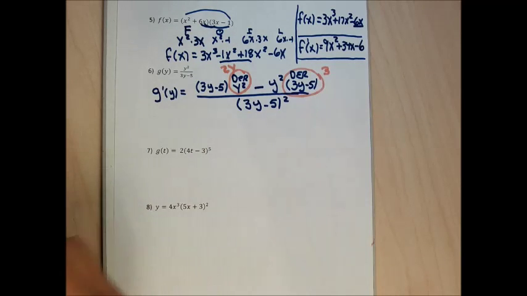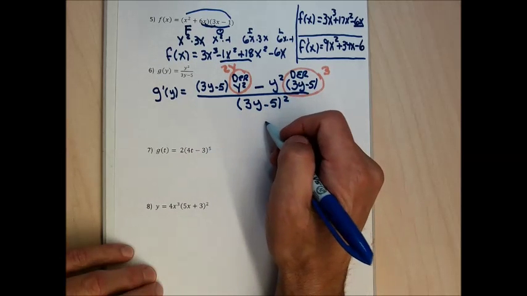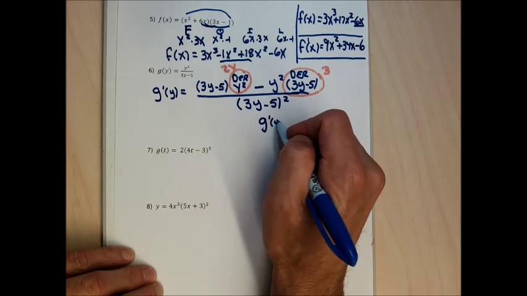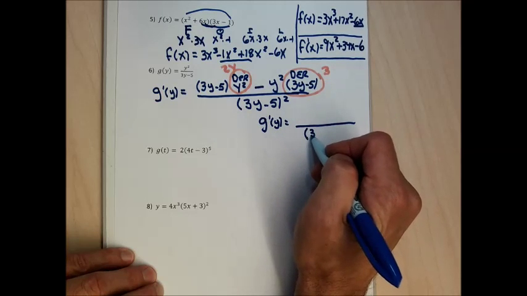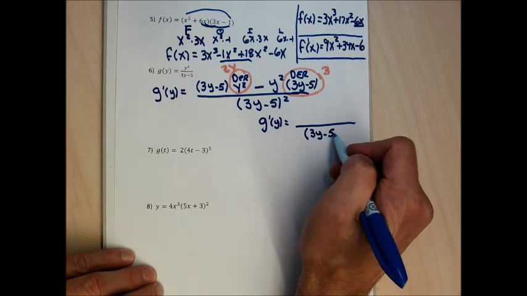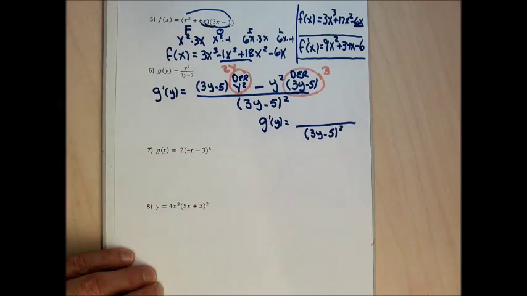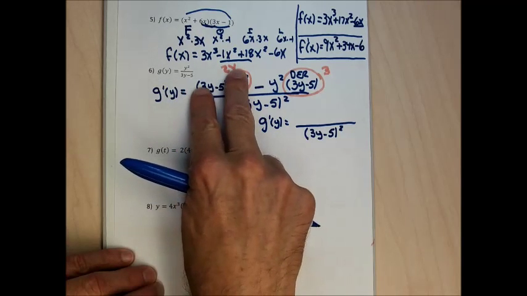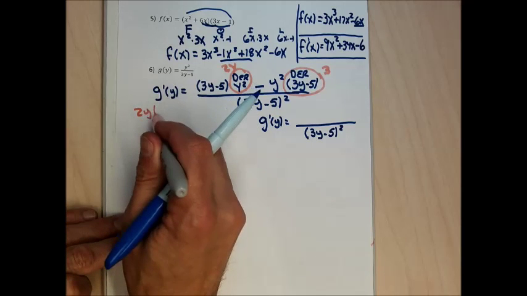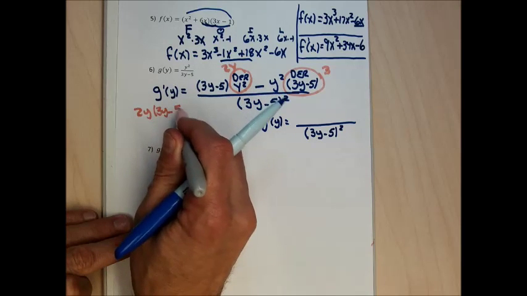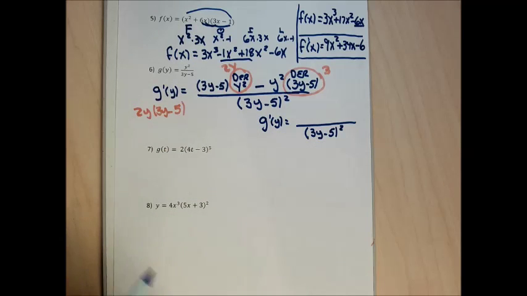Let me write this down now. So I'm going to write g prime of y equals, and I'm going to leave the denominator alone. I'm not going to do anything fancy with the denominator the whole way through. It's just going to stay in my answer. For this piece right here, this piece is going to be 2y times 3y minus 5. And I'm going to go ahead and do that multiplication. I wrote the 2y over here because multiplication is commutative.